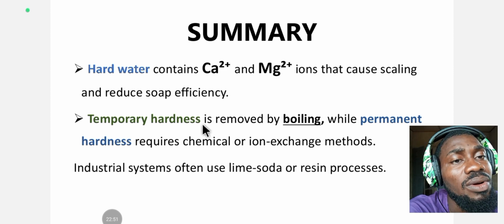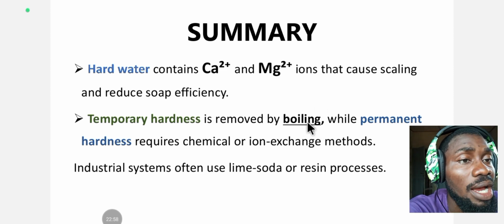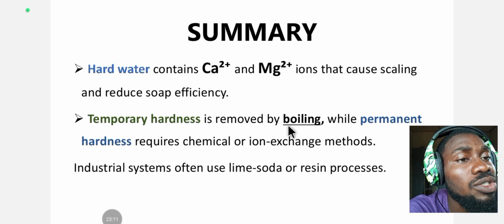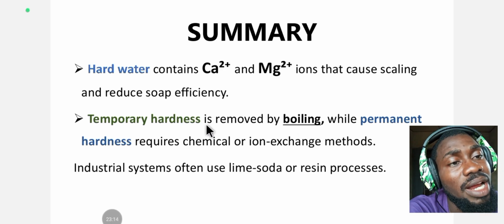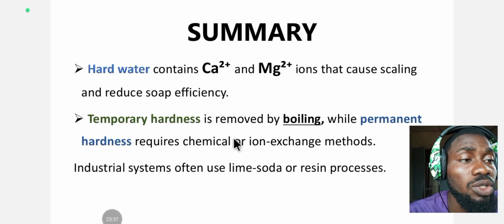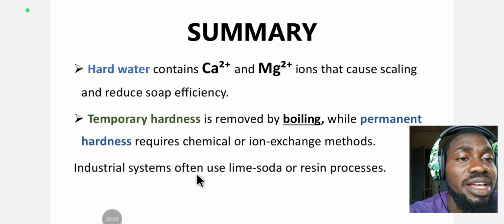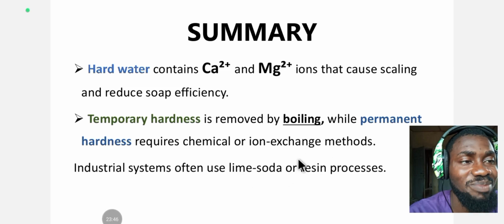So temporary hardness is removed by boiling. That is the basic method of removing temporary hardness of water, a cost-effective and economical method. While permanent hardness of water requires chemical methods, which include the lime soda method and the synthetic resin process. Industrial systems often use lime soda or the resin processes.